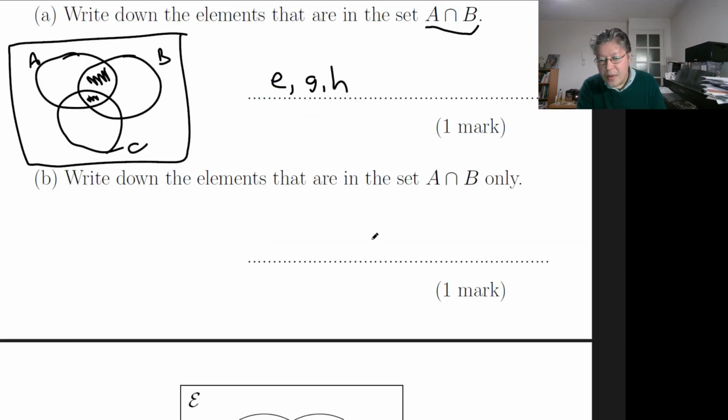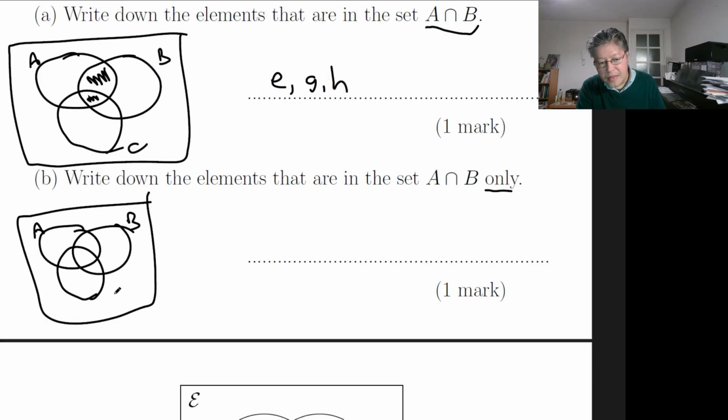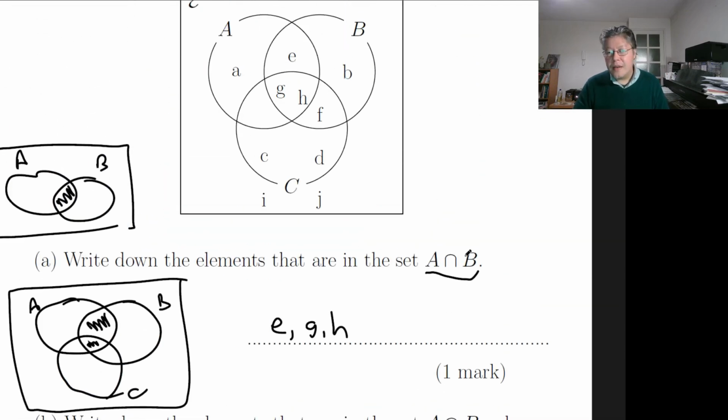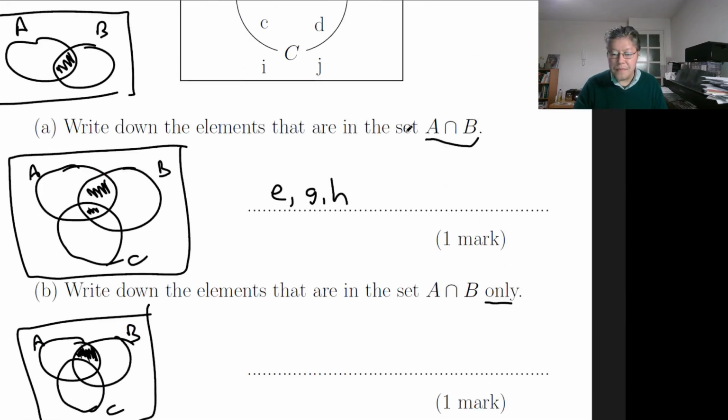And part B, we now have the A intersection B, but with the word only. So A and B only. If I now do the triple Venn, A, B, C, the A and B only is going to be only this bit, and it won't include this, because although this is in A and B, it's also in C. But if you have the word only, we just want the bits only in A and B and nothing else. So A intersection B only is going to be this E on the top over there.